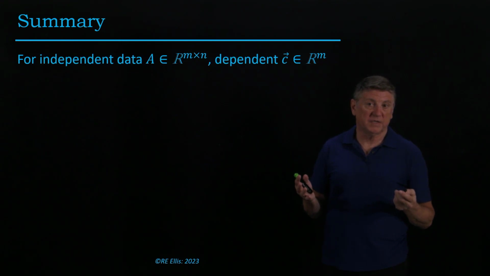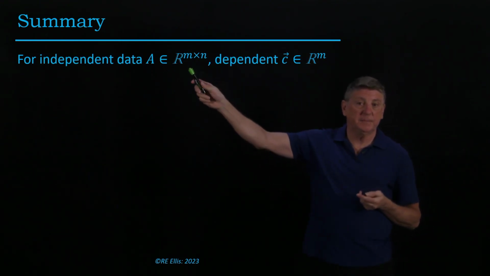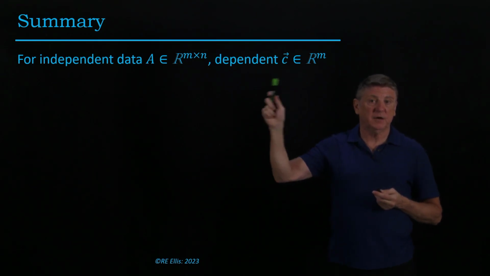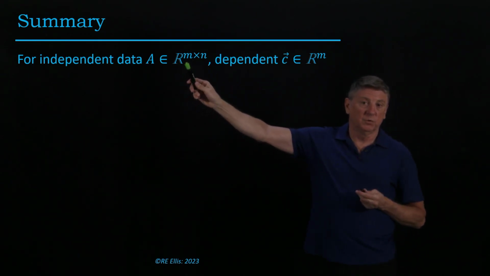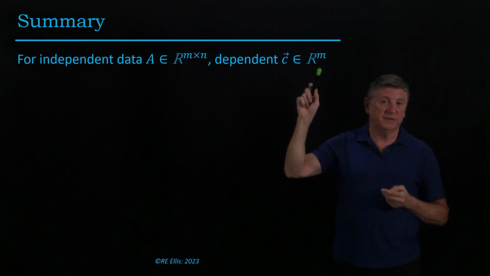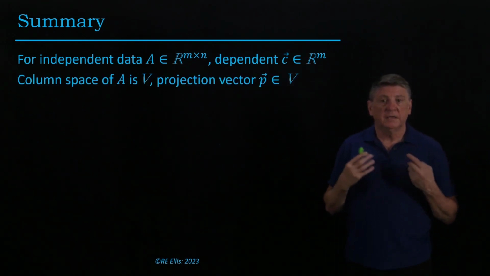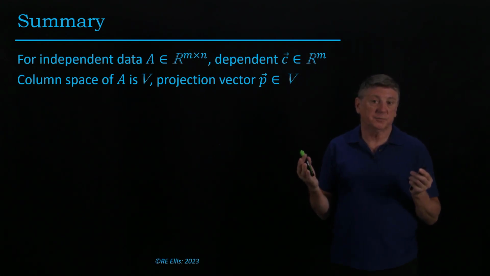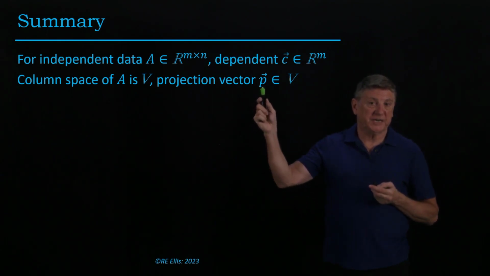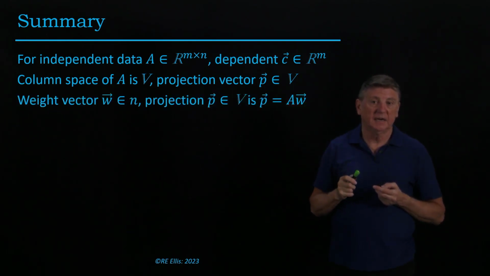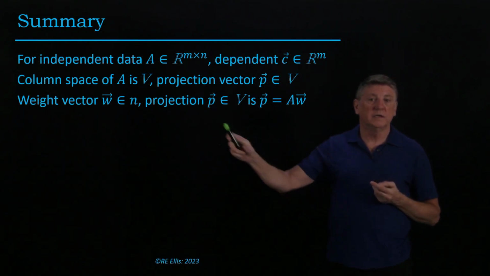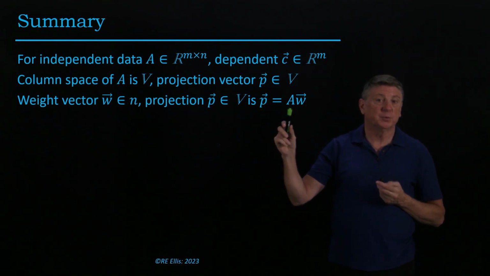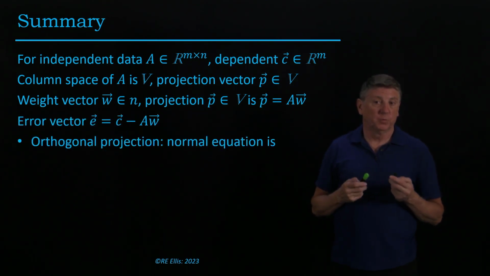So, how can we summarize this material? Suppose that we have some independent data that are presented in a matrix. We have dependent data that are in a vector, and the number of rows of the matrix and the number of entries of the dependent vector are the same. The column space of the matrix is some vector space V. We have a projection vector that's inside that. We have weights, and what we want is to find that projection vector that is a weighted sum of the data. We form the error vector.